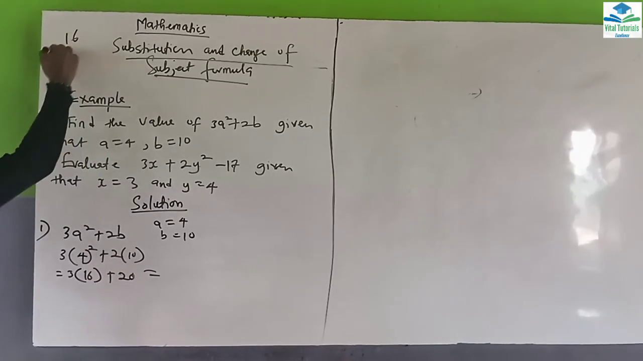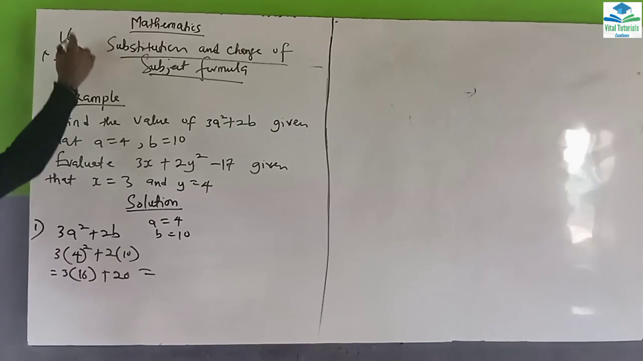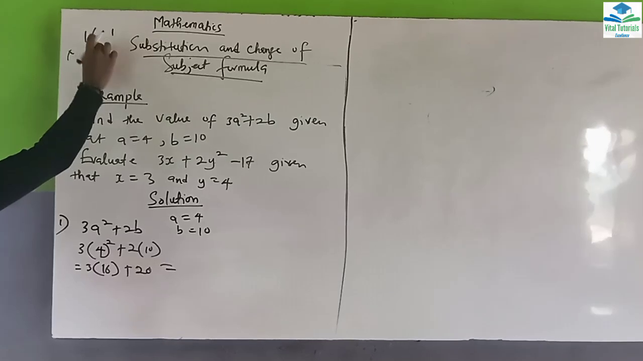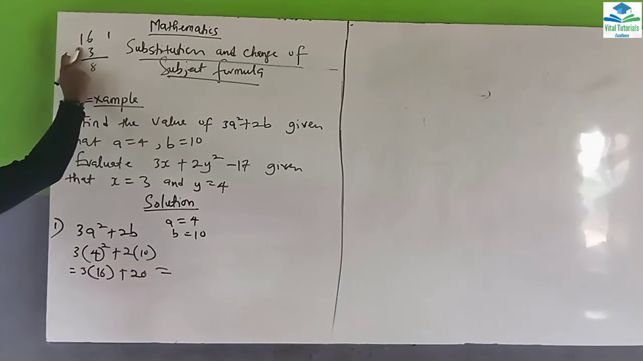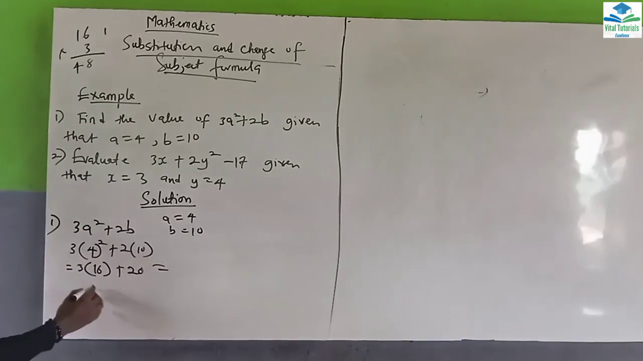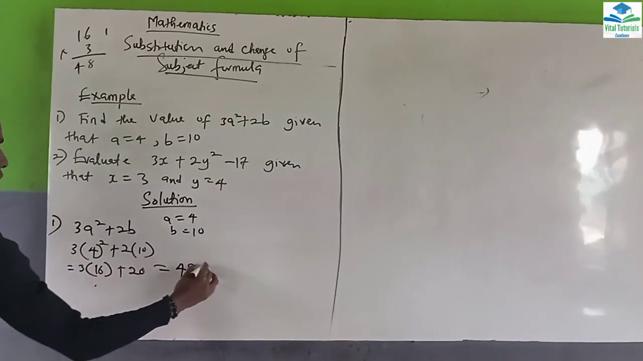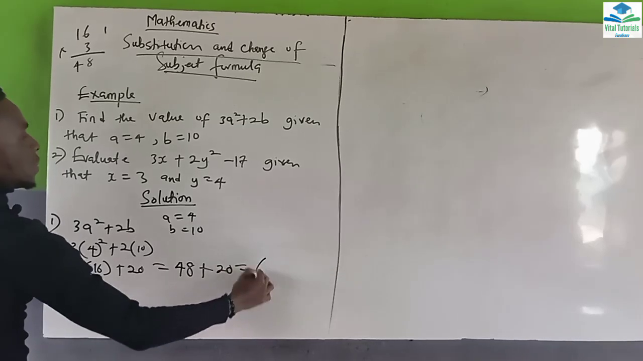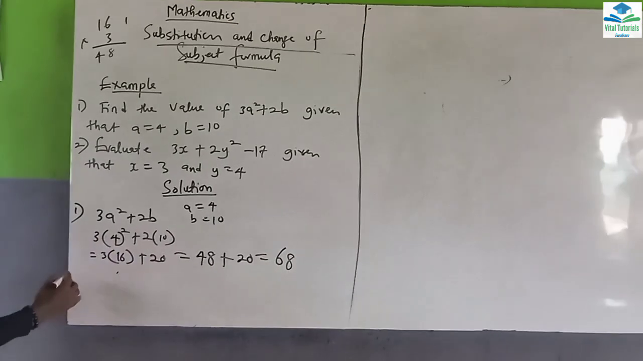Am I correct? Let me see. Times 3. This time this is 18. 8 carry 1. This time this is 3 plus 1. That's 48. Sorry, 48. So you have 48 plus this 20. Give you what? 68. That's the answer for the first one.